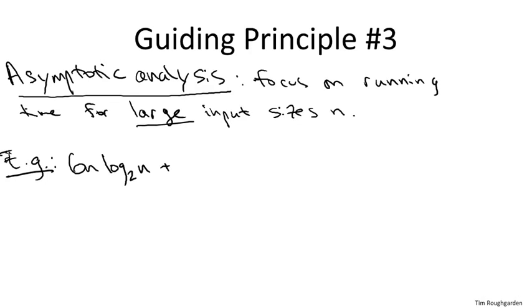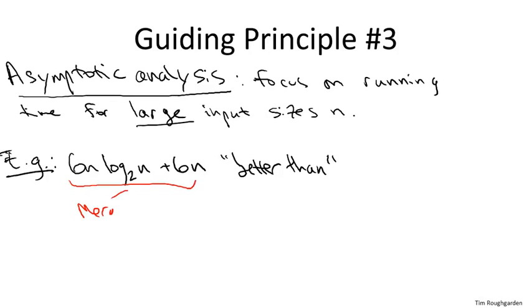So mathematically, we were saying the running time of merge sort, which we know we can represent as the function 6n log base 2 of n plus 6n, is better than any function which has a quadratic dependence on n, even one with a small constant, like let's say 1/2 n squared, which might be roughly the running time of insertion sort.